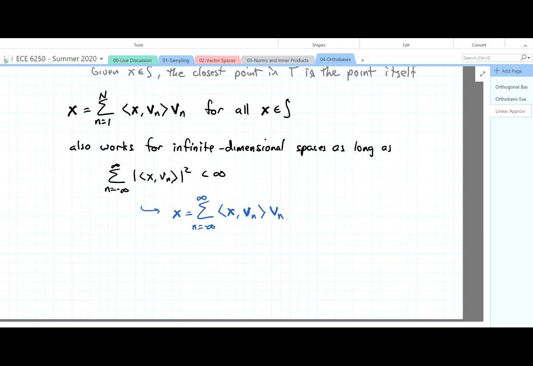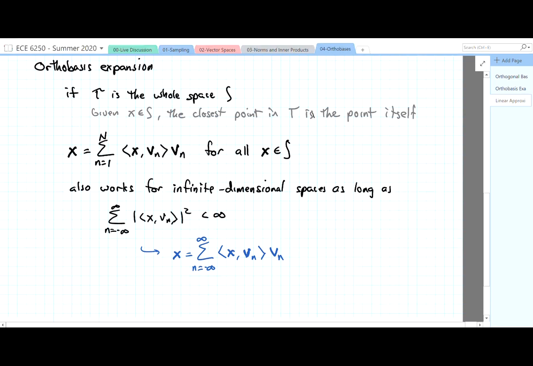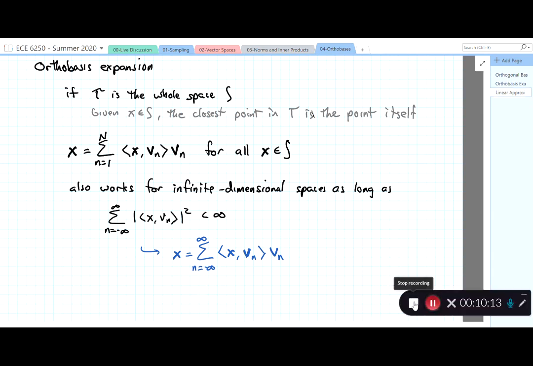So, that was a quick lecture because orthobasis expansions are pretty simple. Once we have an orthobasis, approximating a signal or a vector in that space becomes almost trivial. So, till next time, stay safe.